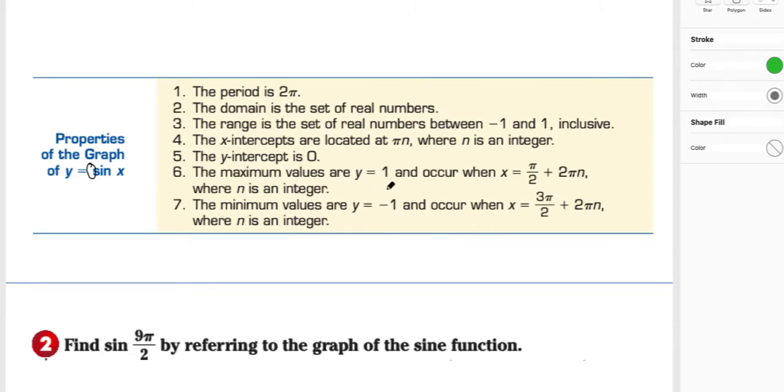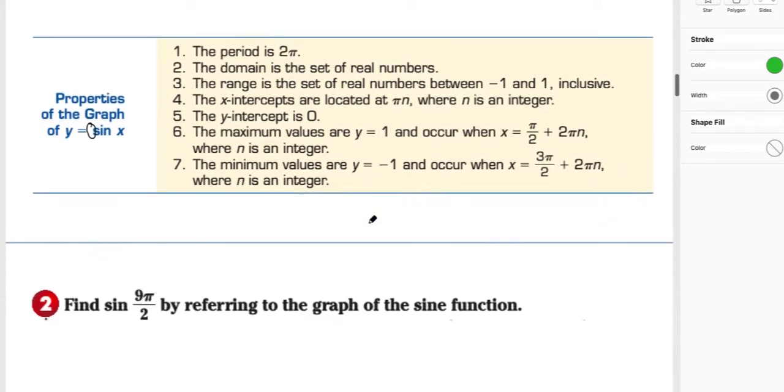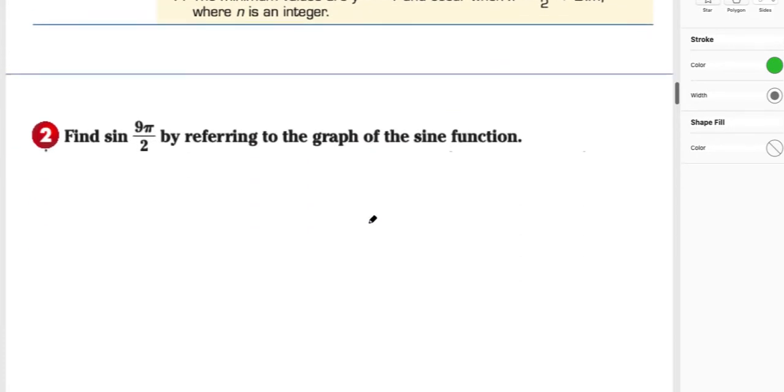The maximum value y equals 1 appears at certain places. So that's going to be at pi over 2. Any integer multiple of 2 pi plus pi over 2 is where you're going to get your max, and any integer multiple of 2 pi plus 3 pi over 2 is where you'll get your minimum. And so you can look at this at your leisure when you get a chance, guys.